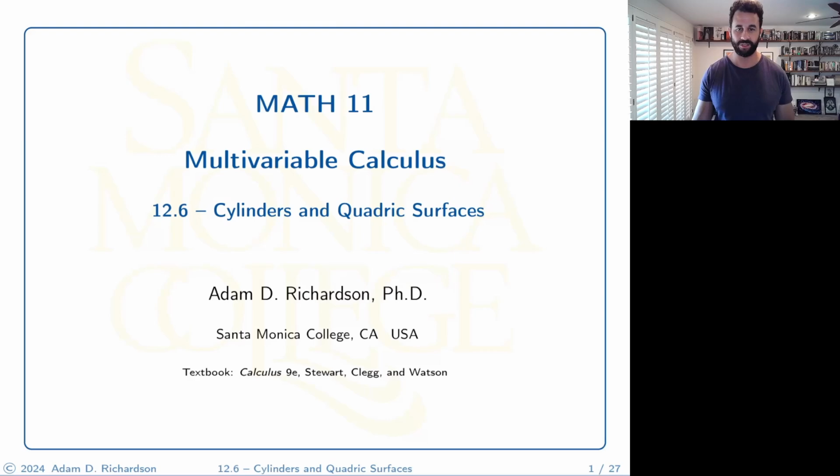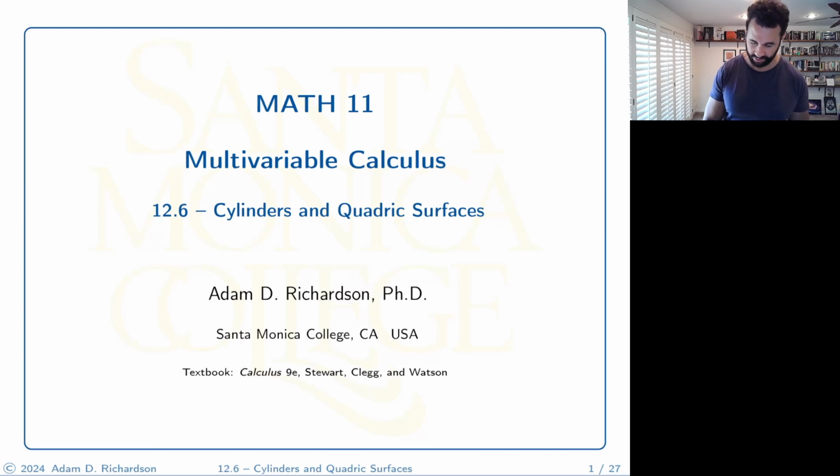Today we're moving on to the last section of chapter 12. That's section 12.6, and today we're going to be talking about cylinders and quadric surfaces. Let me go ahead and pull up the slides and we will get started. This one shouldn't be as long as the last one. The section on lines and planes is just pretty long. There's just so much content.